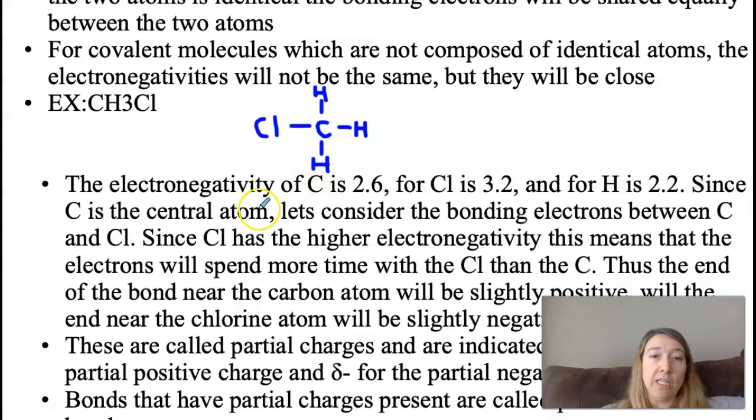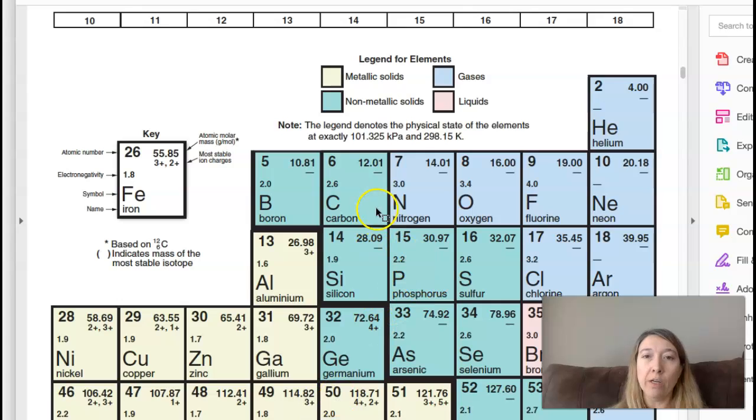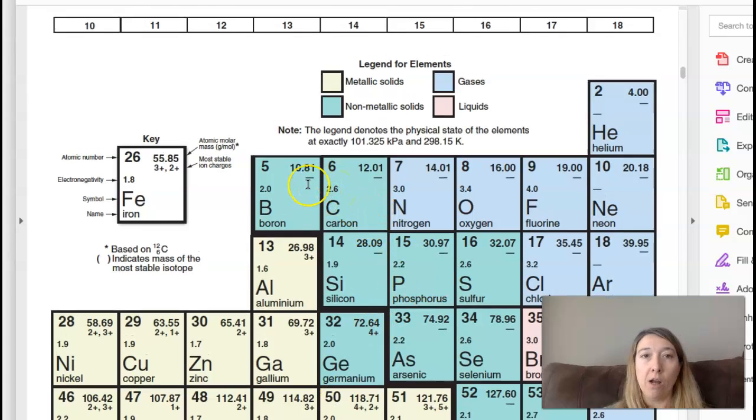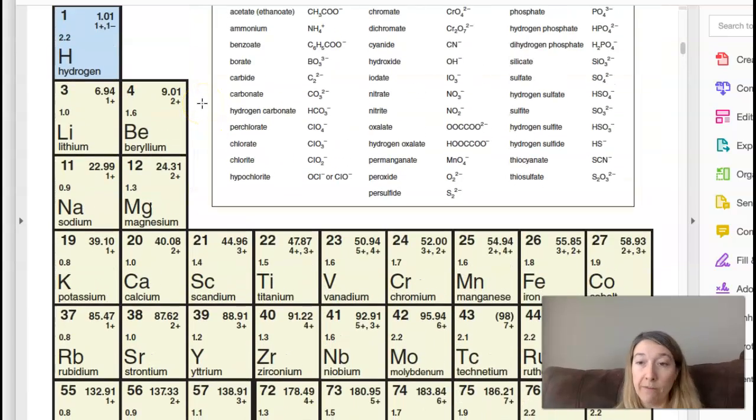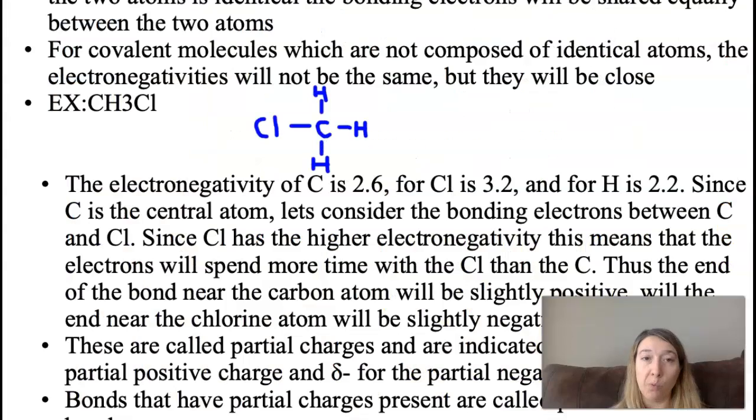So electronegativity wise, if we're looking at a carbon to a hydrogen bond, we go over to our periodic table. So carbon is 2.6 and hydrogen is 2.2. So the difference between 2.6 and 2.2 is 0.4. So what we're going to wind up with is, because it's 0.4, this is going to be considered a covalent bond.